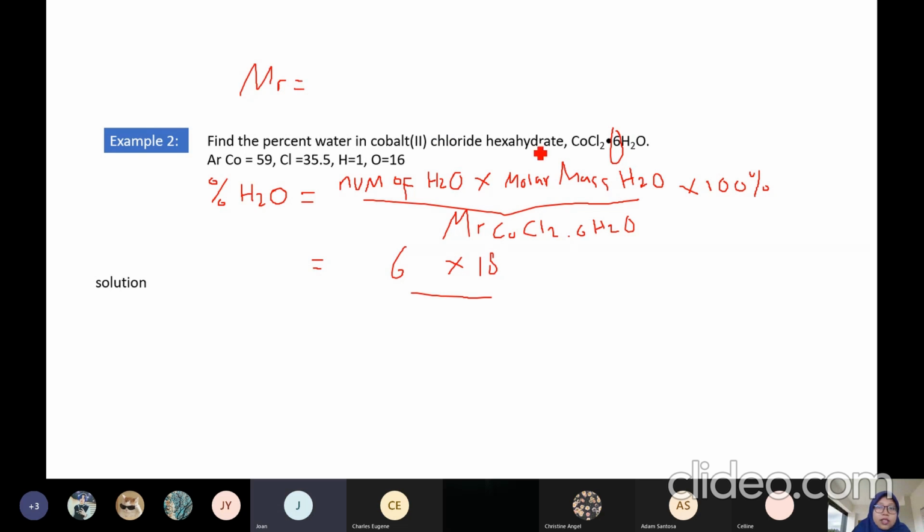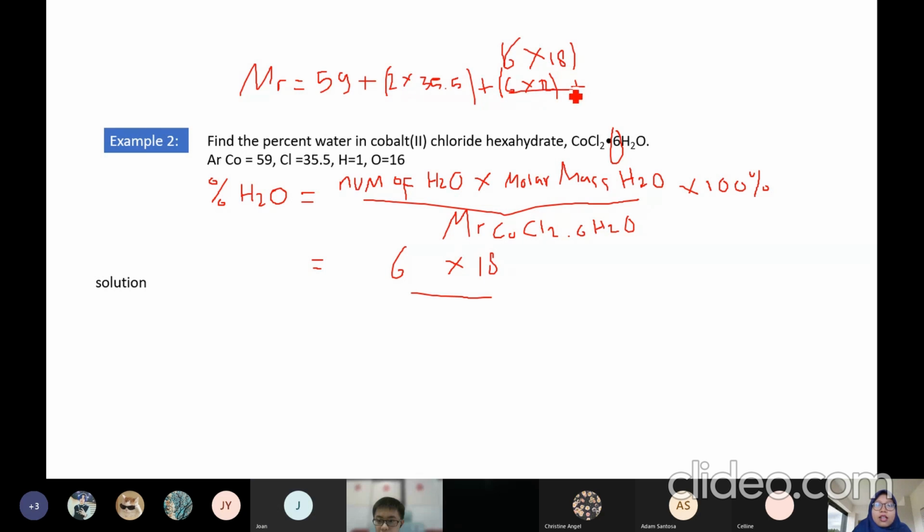Mr is cobalt. The Ar of cobalt is 59, plus 2 times 35.5, which is 71, plus 6 times (2 plus 16). That is 6 times 18, right? 6 times 18.